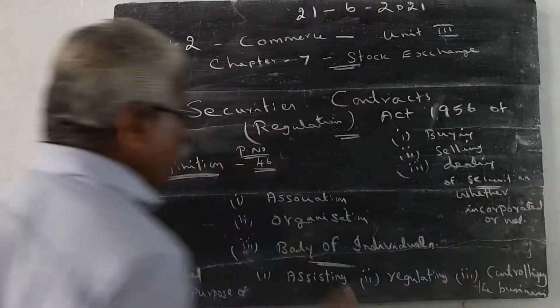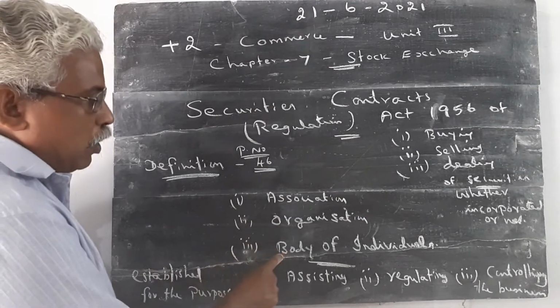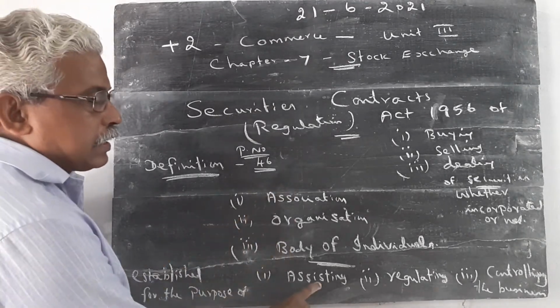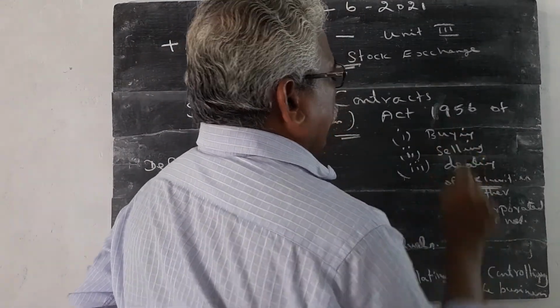Like this, you have to memorize it. Very, very important. You never change the words. Association, organization, body of individual. These 3 words. Assisting, regulating, controlling. Buying, selling and dealing of securities.